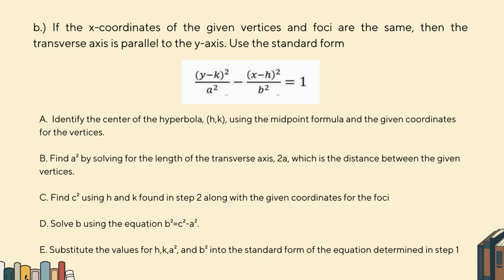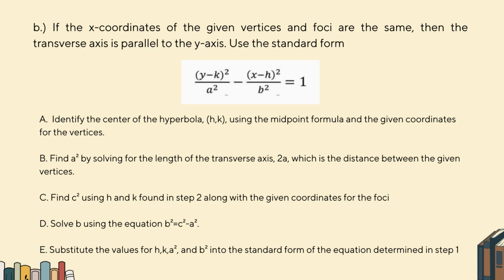If the x coordinates of the given vertices and foci are the same, then the transverse axis is parallel to the y-axis, which means it is vertical. You can use the standard form: the quantity y minus k squared over a squared minus the quantity x minus h squared over b squared is equal to 1.